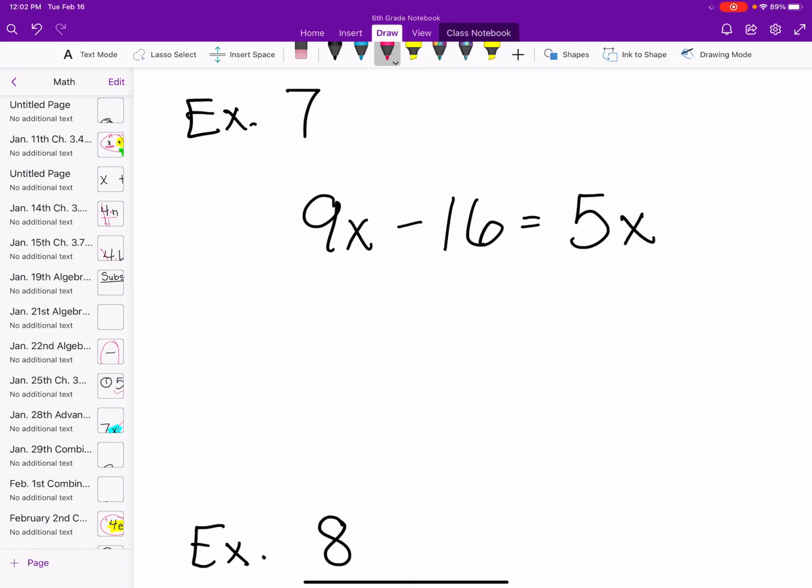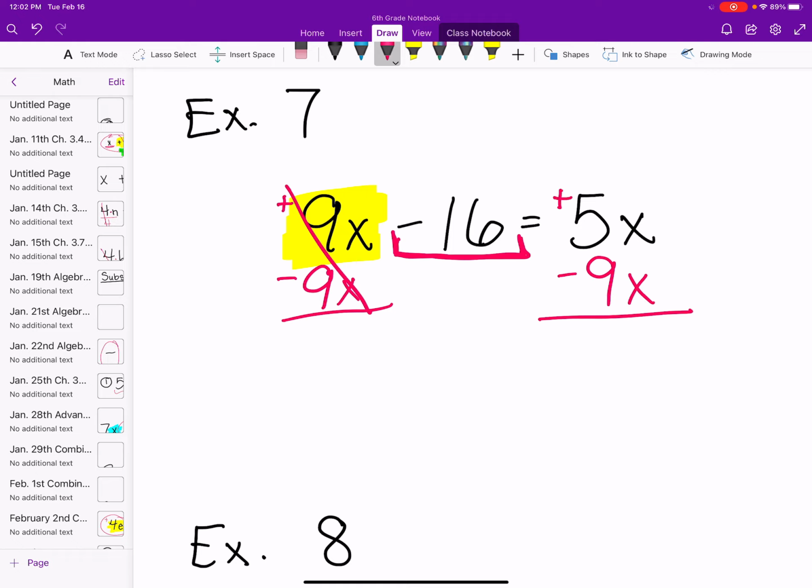Okay, let's move on to this next example here. So I see that my plain number, this negative 16, that's already on the left side. So it'd make more sense for me to move this 9x and get it over to the other side. This is technically a plus 9x. The opposite of plus 9x is minus 9x. Okay, so now I have a positive 5x minus 9x. They're opposite signs, different signs, so it means I'm going to subtract. 9 minus 5 is 4x. Don't forget your x.